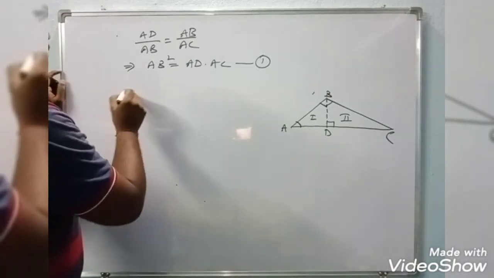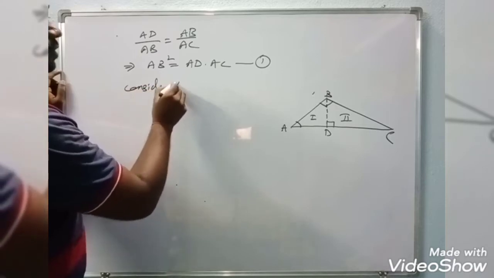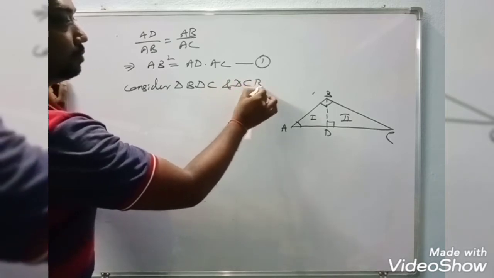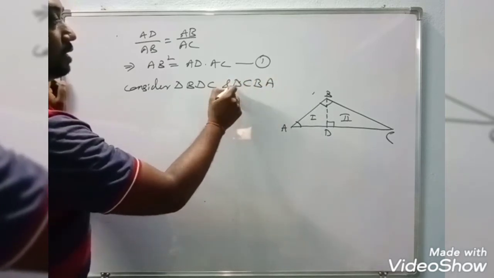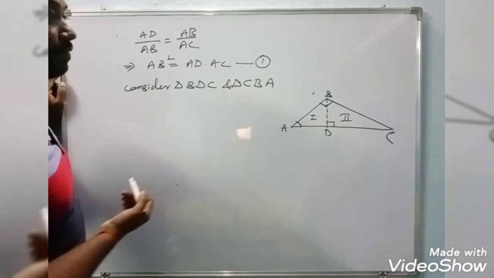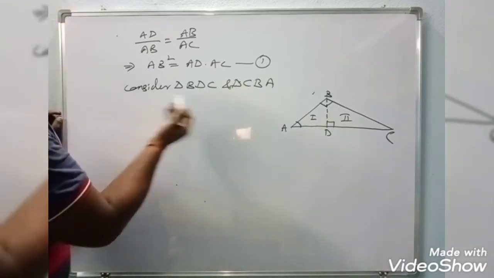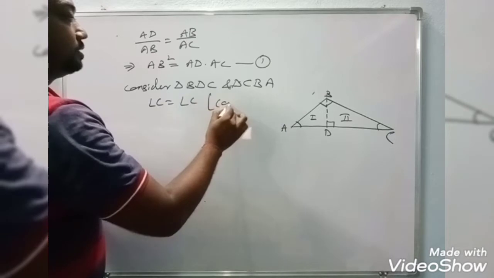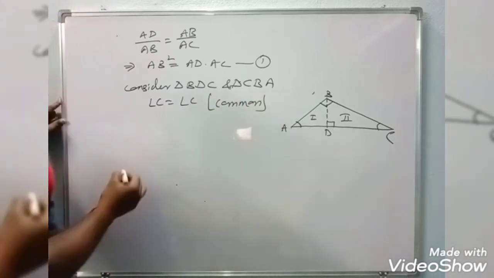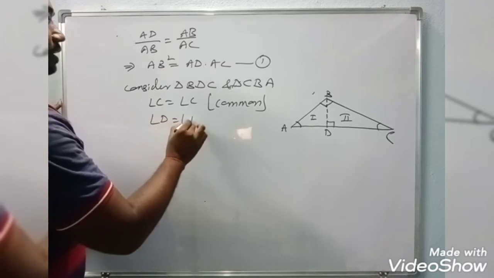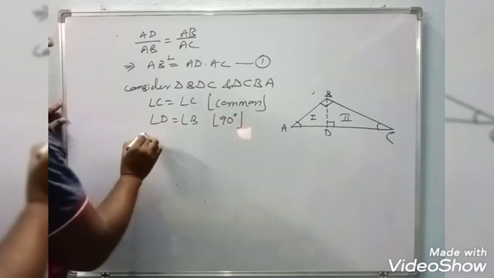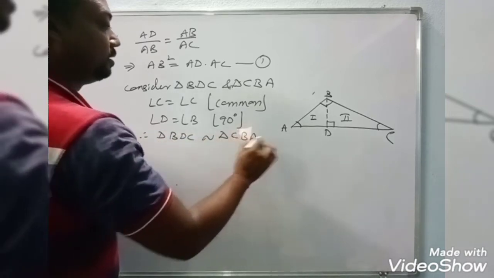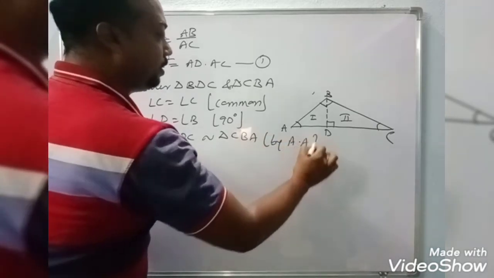Now show the similarity of this. So consider triangle BDC and triangle CBA, which means I am considering the second smaller part of the triangle with the bigger triangle. For that, angle C is common for both triangles, that is angle C is equal to angle C. The reason is both are common to each other. Now we can say angle D is equal to angle B, both are 90 degrees. Therefore triangle BDC is similar to triangle CBA by AA corollary, right?